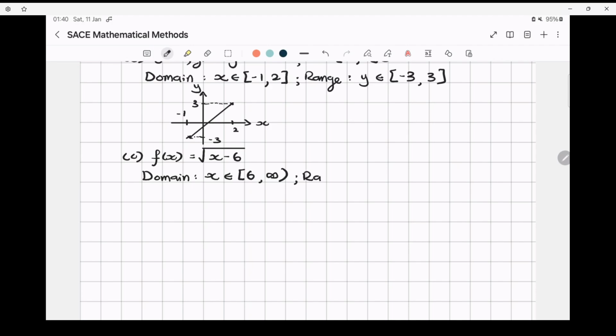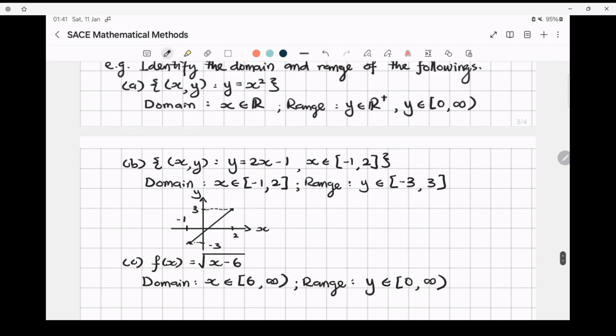So now look at the range. The range will be, when x equals 6, basically your f of x is 0. And then as you increase your x, basically your y can go to infinity as well. So your y will be starting from 0 to infinity, or you can write the above.